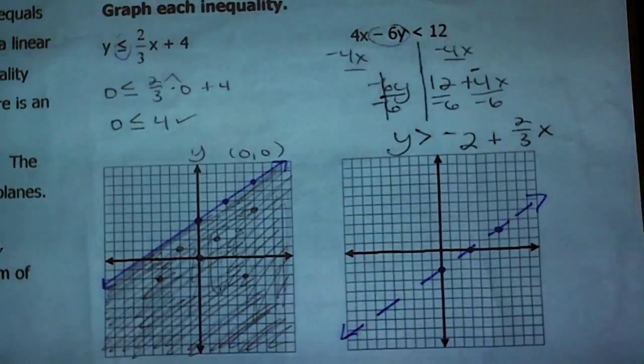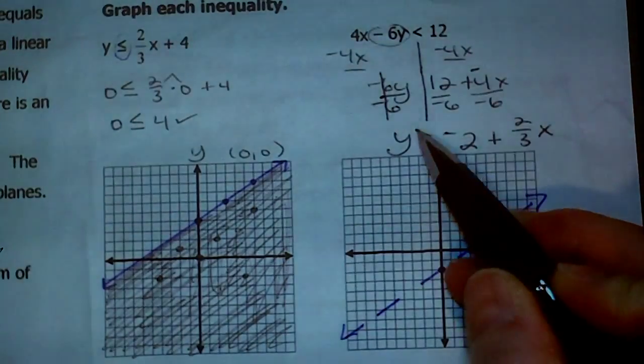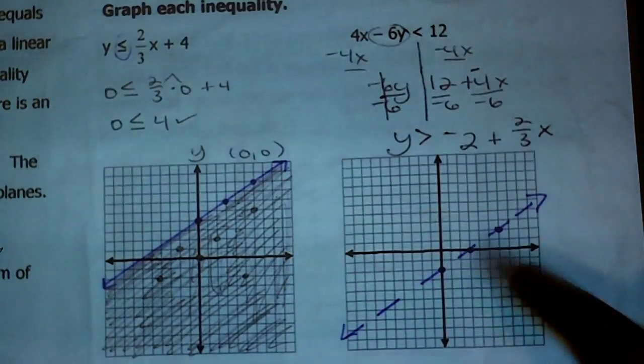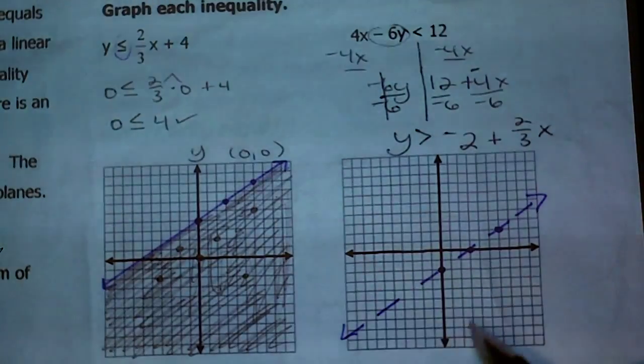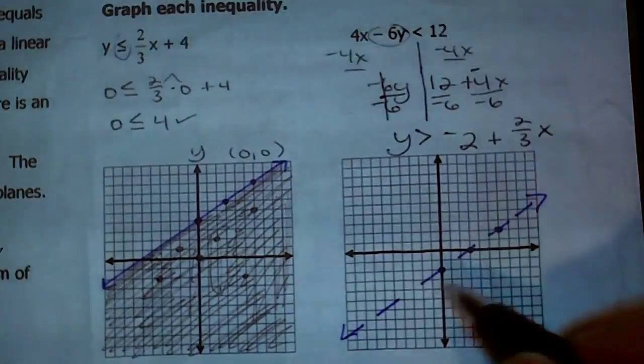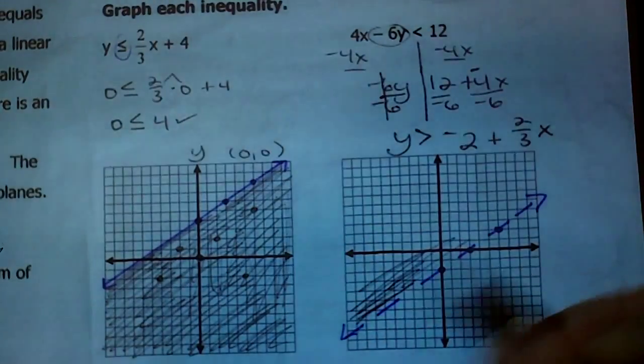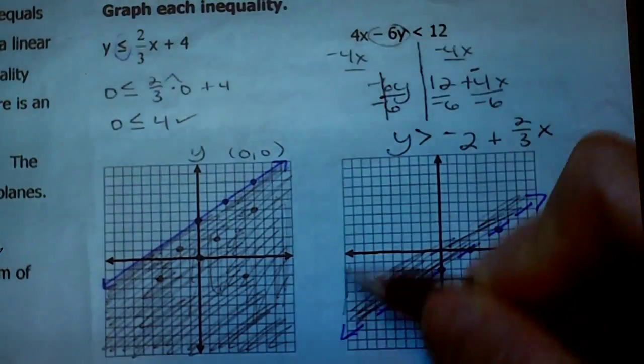Now, we've decided on the line. Now we have to decide to shade above or below. Y is greater than, right? So here's my y-axis. These are the higher values. These are the lower y values. So if y is greater than, it means I'm going to shade above. So let's shade above.